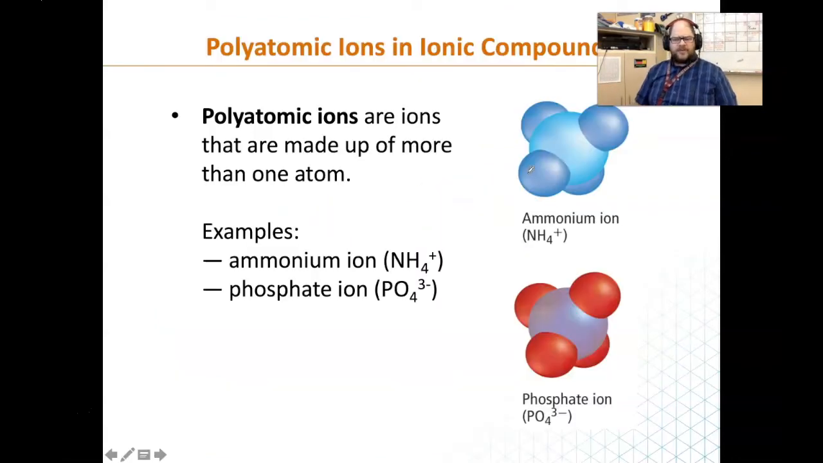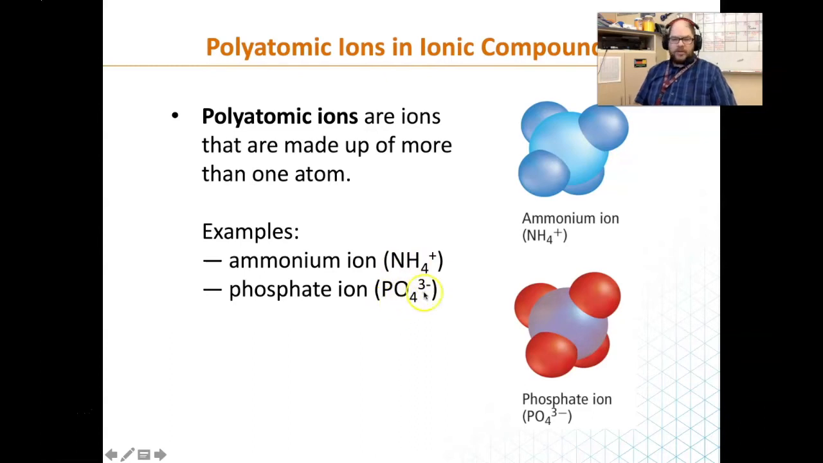Okay, so what happens if we have a polyatomic ion? A polyatomic ion is an ion that's made of more than one atom. Okay, so you can see that, like in the case of ammonium, we have nitrogen and we have 4 hydrogens attached to it. So that's a total of 5 atoms in that single ion. And we can identify polyatomic ions because they're going to be ions that have more than one capital letter in them. So this has nitrogen and hydrogen. This one has phosphorus and oxygen.